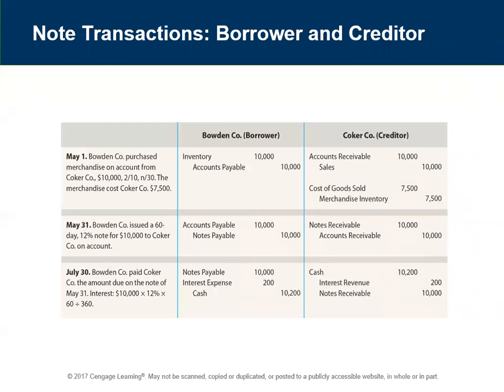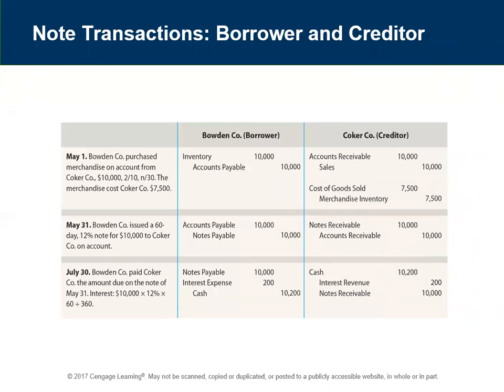So if I'm purchasing inventory, I'm debiting the asset inventory and crediting accounts payable. And then the creditor, the one selling it, is debiting accounts receivable and crediting sales to recognize the sale. And then they also have to recognize the cost of goods sold. So cost of goods sold was debited and merchandise inventory credited for the $7,500 cost. Okay, so that's looking at both the borrower and the creditor part.